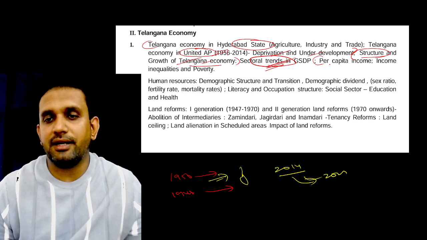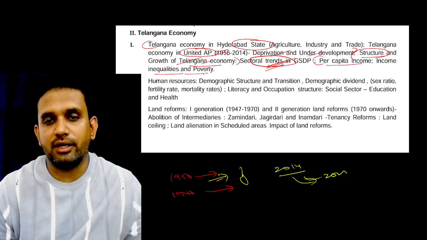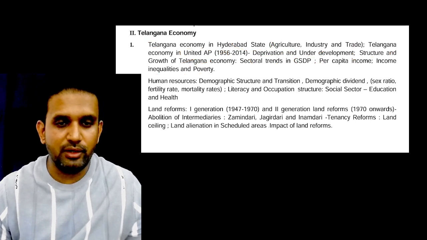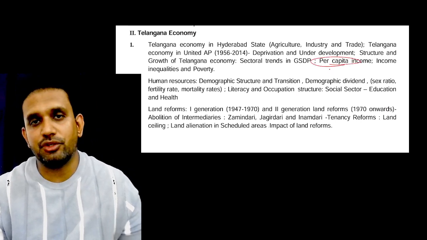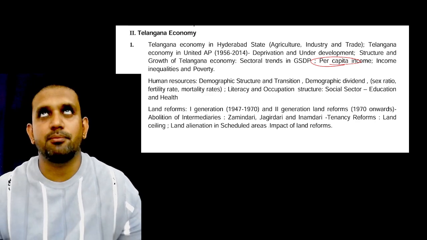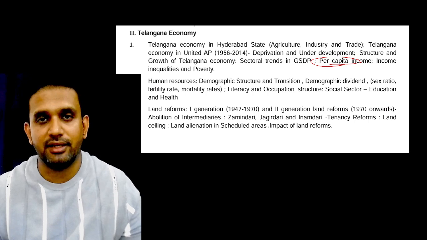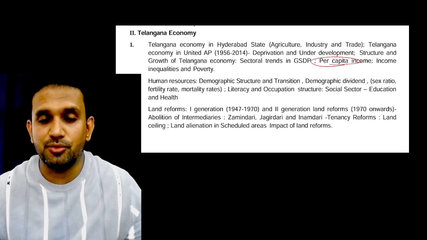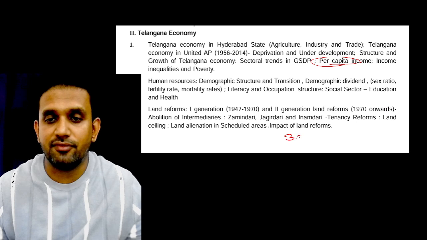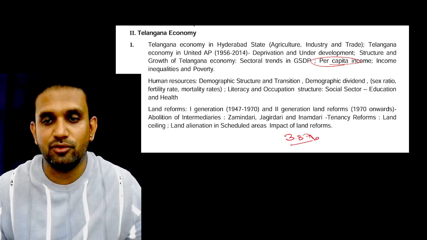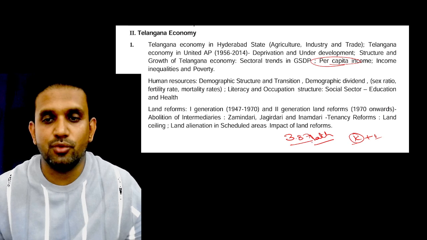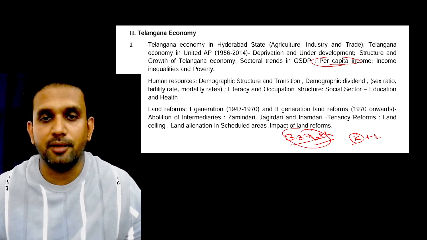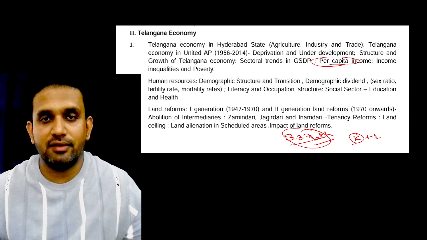Then this is again a separate topic: per capita income, income inequalities and poverty. Now if I ask you what per capita income is, basically yesterday only I created a short, on September 6, 2025, with regard to Telangana topping in per capita income in the country. Our per capita income according to the latest figures is 3.87 lakhs, which is even higher than Karnataka and Haryana. Karnataka ranked second, Haryana ranked third. So we are topping with regard to per capita income, the average income earned by an individual in our state annually.